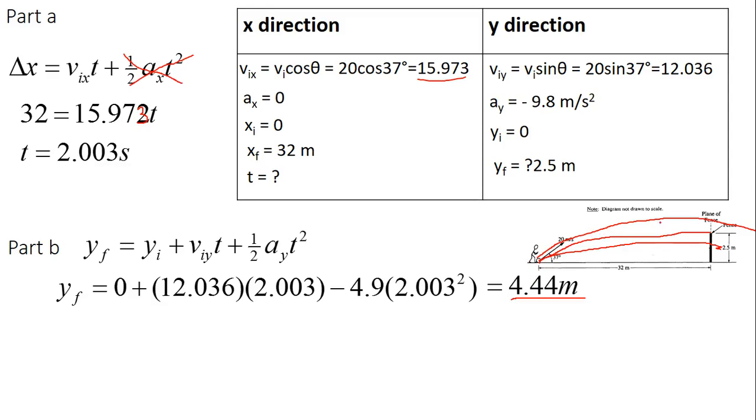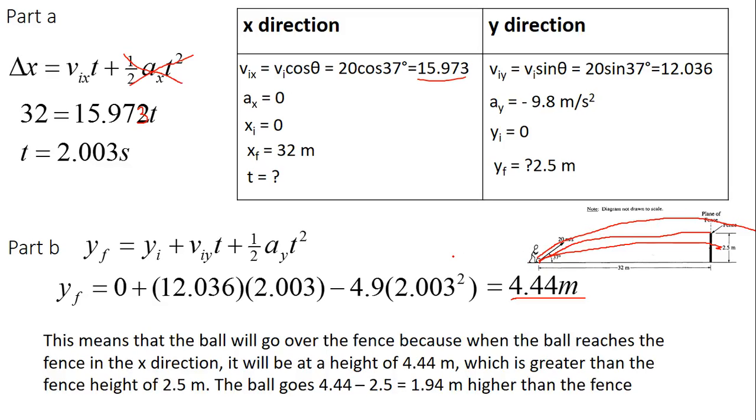So it goes over the fence. The problem specifically asks us by how much. So when the ball reaches the fence in the X direction, it will be at a height of 4.44 meters, and that's greater than the fence height of 2.5 meters. So the ball goes 4.44 minus 2.5, which is 1.94 meters higher than the fence. So we've done parts A and B.